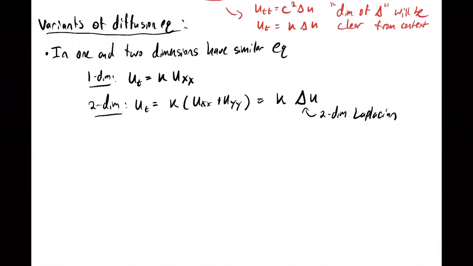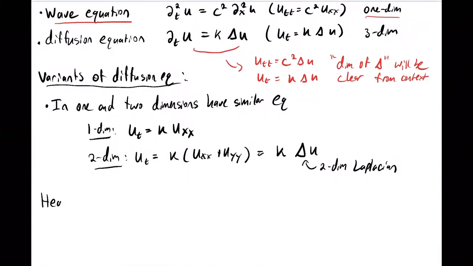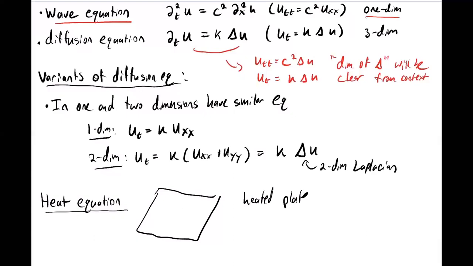There's another very important equation in physics, which is related to the diffusion equation, known as the heat equation. Imagine you have a heated plate. Maybe there are a few different source points where you have some heat sources, maybe a heat source here, and here, and here, and you let time evolve, and you consider how the heat spreads out across the plate.